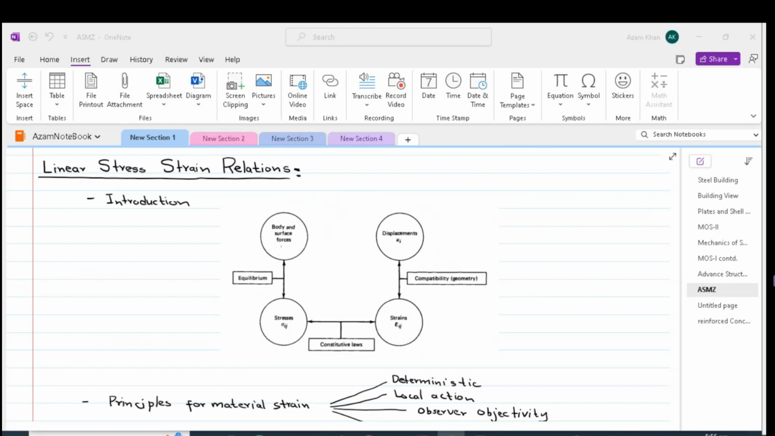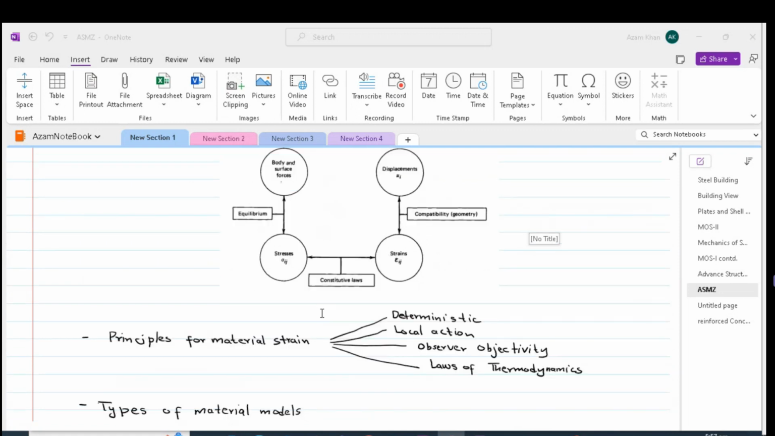It is important to appreciate that theory alone doesn't suffice to provide enough information about the material. Lab testing is an important part of working out the constitutive laws. There are general principles for material stress-strain relationships. The first principle is deterministic. By deterministic, we mean that if we determine a relation between stress and strain at a certain point in time, that relationship will stay the same at any point in time.